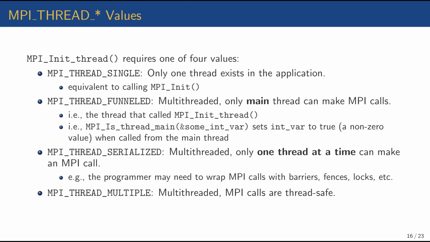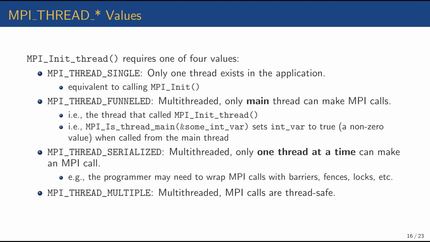So MPI init thread has 4 values. A basic MPI program does MPI init, not MPI init with the underscore thread. Well, the very first one, MPI thread single, is the same thing as using MPI init. When they added MPI init thread, they made MPI thread single identical to using MPI init. So if you do MPI init thread with MPI thread single, there's no difference between using that call and just calling MPI init.